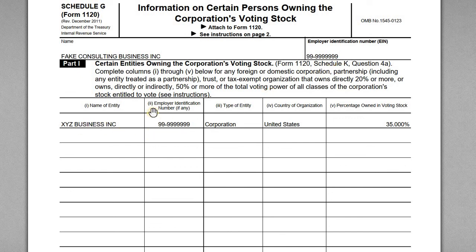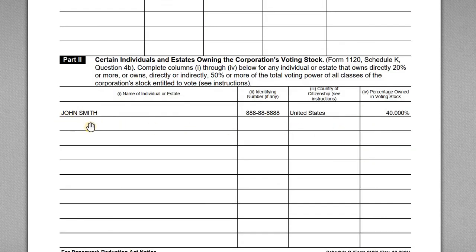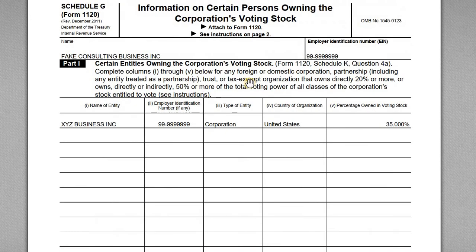So here you would put the EIN for the shareholder, the type of entity, corporation, and where it was organized. This business was set up in, let's say, Wyoming, so it's a U.S. corp. And then how much stock the shareholder owns, so 35%. If we go down to Part 2, we've got John Smith here. He's the individual, a U.S. citizen, and he owns 40% of the shares. So it's pretty straightforward.